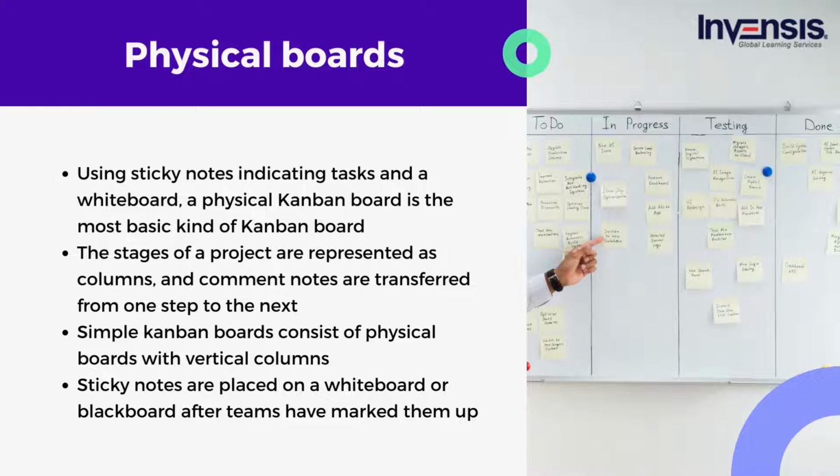The stages of a project are represented as columns, and sticky notes are transferred from one step to the next. Simple Kanban boards consist of physical boards with vertical columns. Sticky notes are placed on a whiteboard or blackboard after teams have marked them up. The progress is shown by these sticky notes as they move through the procedure.